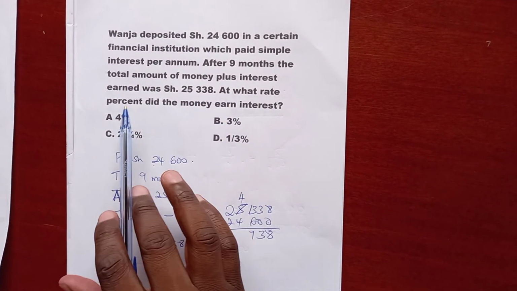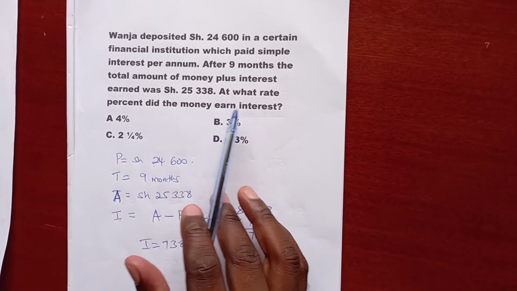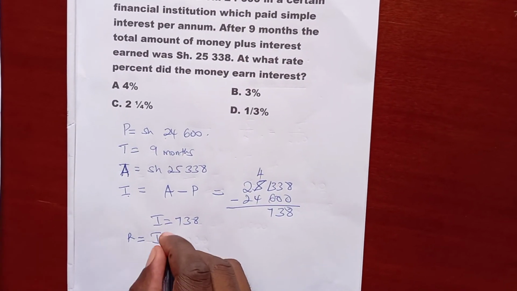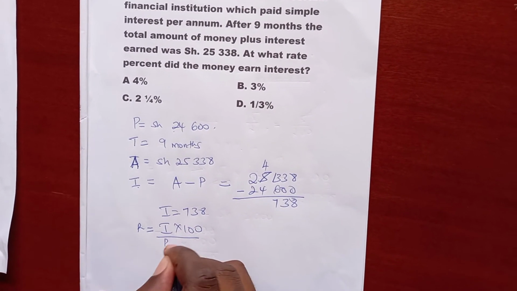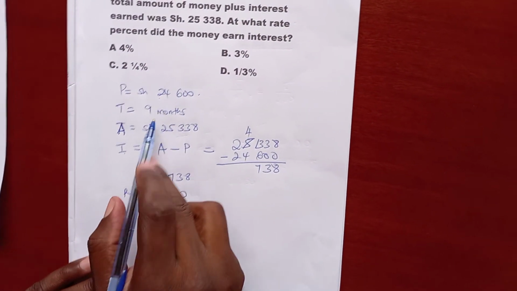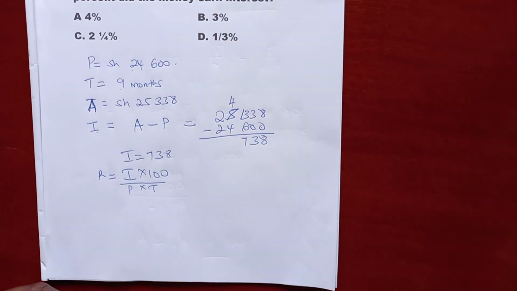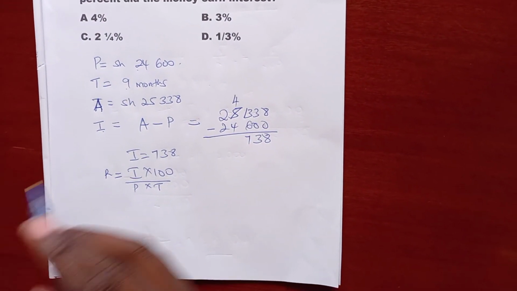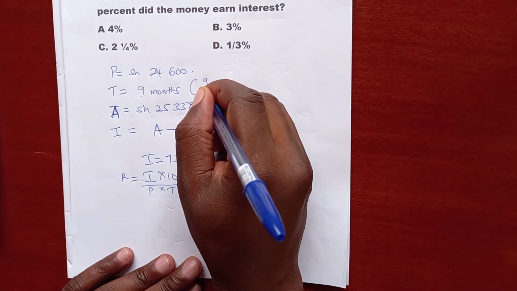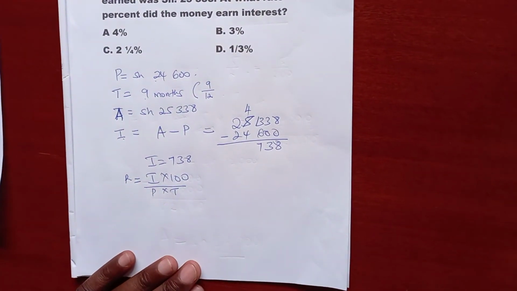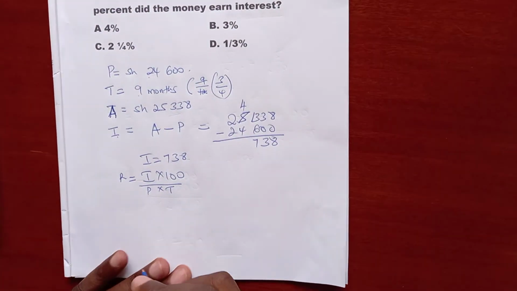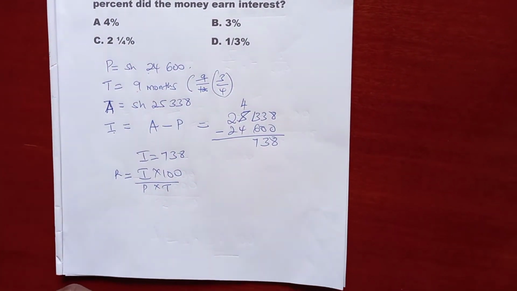At what rate percent did the money earn interest? Rate is equal to interest times 100 over our principal times time. In our case, our time again here is given in months. We want to change months into years. How many months are there in a year? 12. So it will be 9 over 12, which can be simplified by 3: 3 by 3, 1; 12 by 3, 4. So our time is 3/4 of a year.